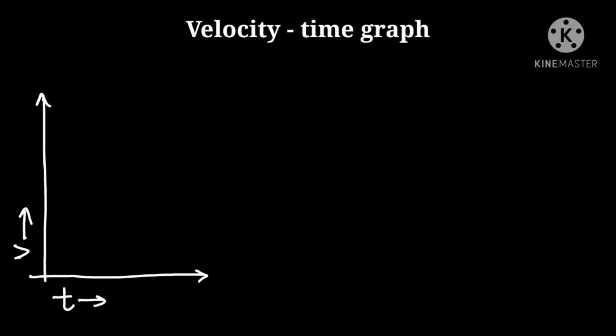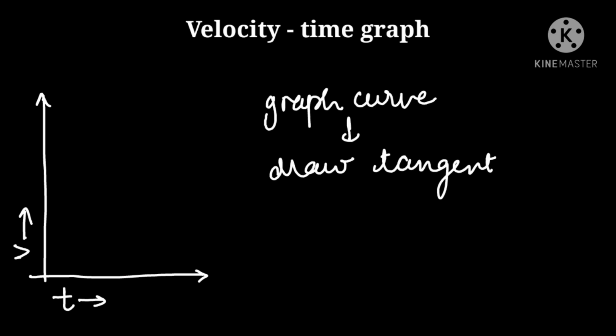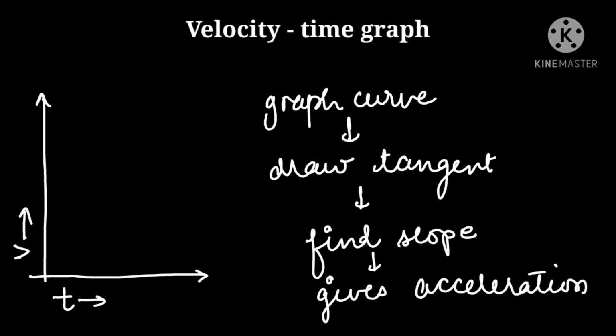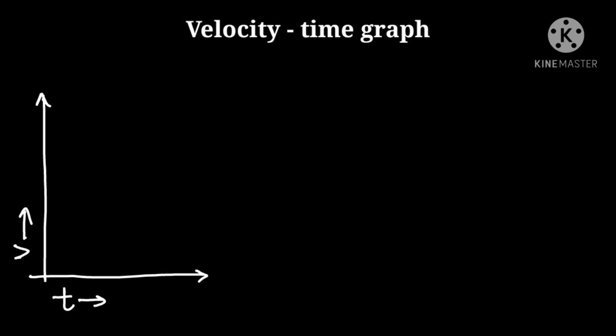If the graph obtained is a curve, find the acceleration the same way we found velocity in the displacement time graph. That is by drawing tangent for the particular time. This time also we have two situations.